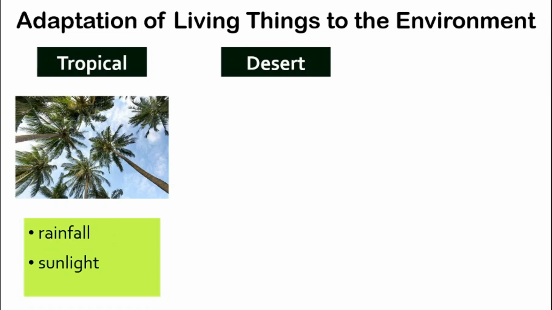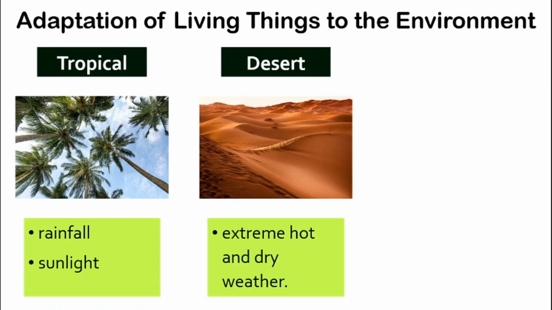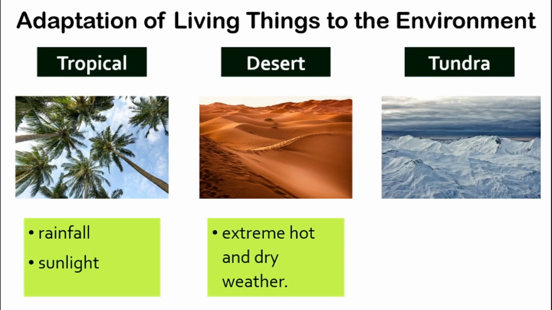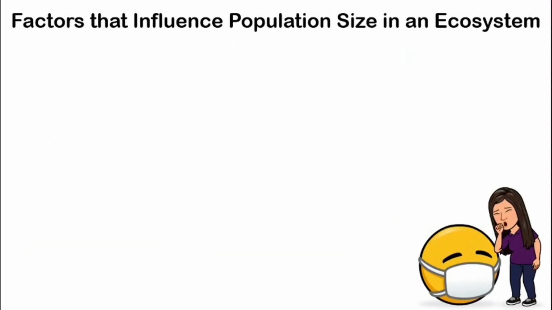How about the organisms that live in the desert? They will need to be able to endure extreme hot and dry weather. And for organisms that live in the tundra, they will need to be able to endure long winters and short summers. There are a few factors that can influence the population size.